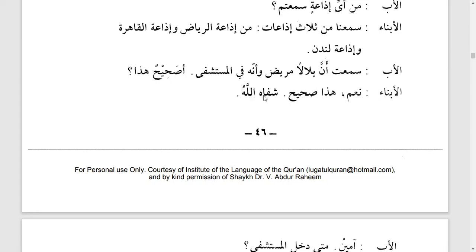Okay, now you can see here shafa. So what was here basically? Yeah. So there was ya over here, and we discussed that when we connect ya with the attached pronouns like hu, huma, hum, hunna, then it changes into alif. Shafahullahu. So which one is the subject? Which one is the object? Allahu is the subject and who is the object? Shafa is the verb.